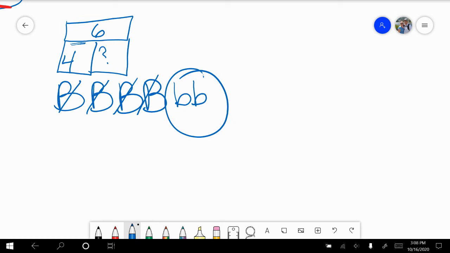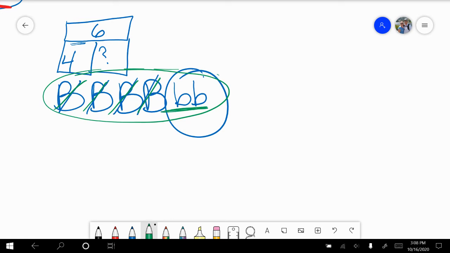Think about it. 6 minus 4. The whole thing is 6. Take away the 4 that we know are big, and that leaves us with 2. So 6 minus 4 equals 2. You got that?